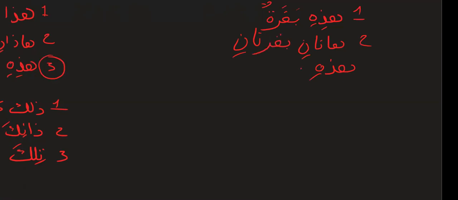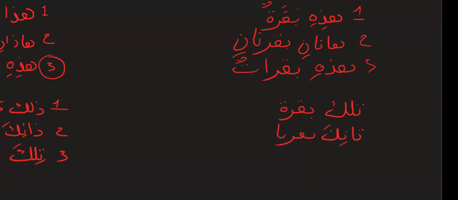So we would say هذه, and then the plural of بقرة. Anybody know the plural of بقرة? Take a guess. بقرات. نعم, هذه بقرات. And then this is اسم إشارة للقريب, and for بعيد we say تلك بقرة, and we say تانك for the dual: تانك بقرتان.